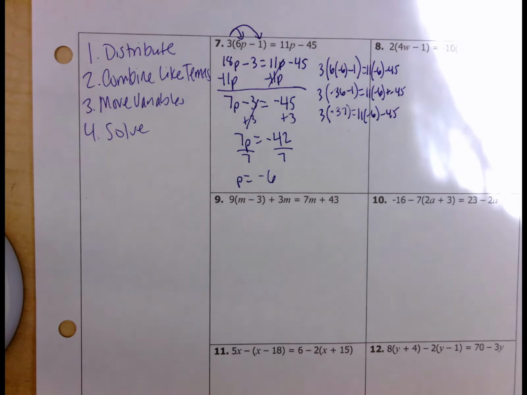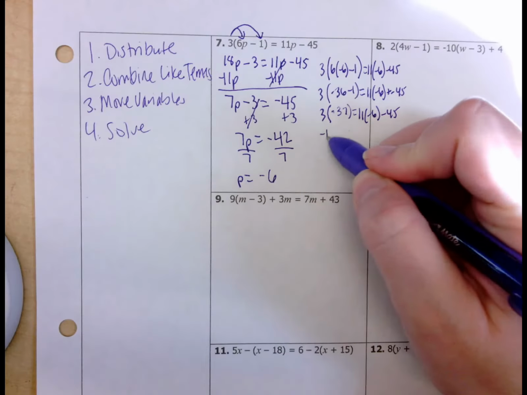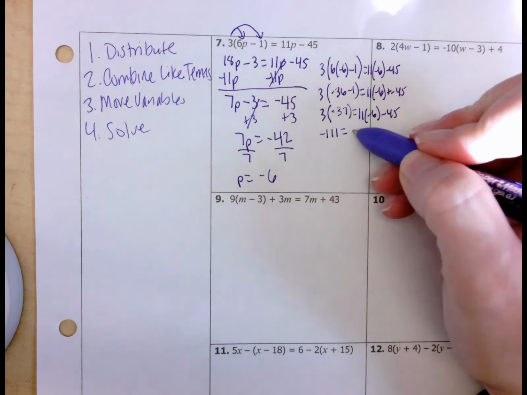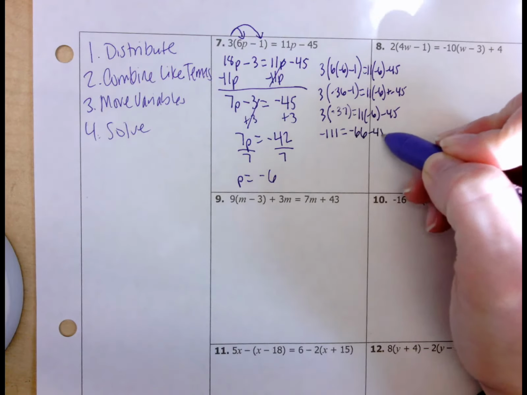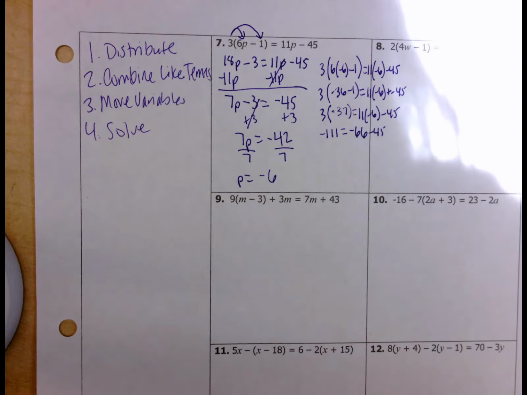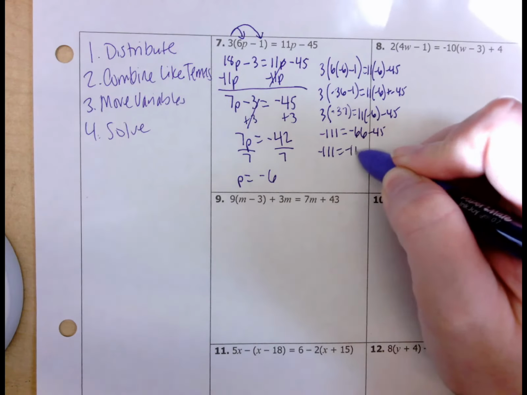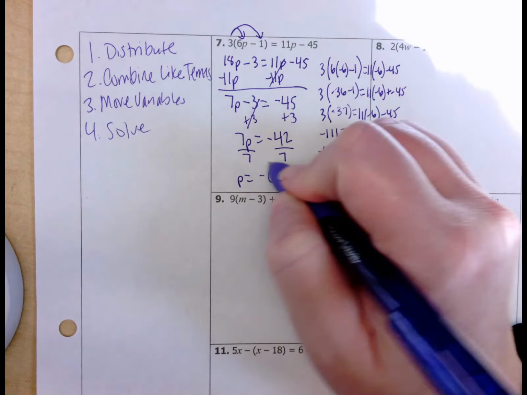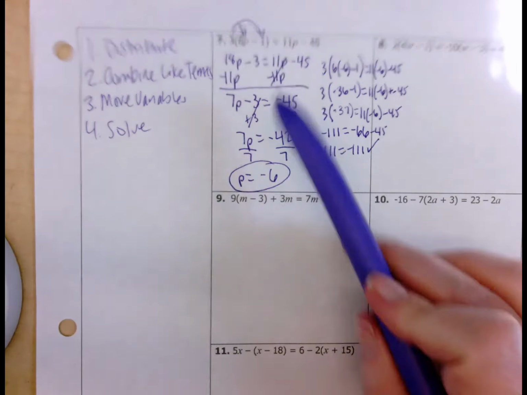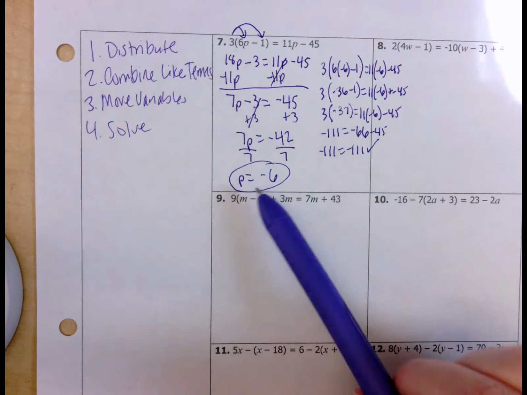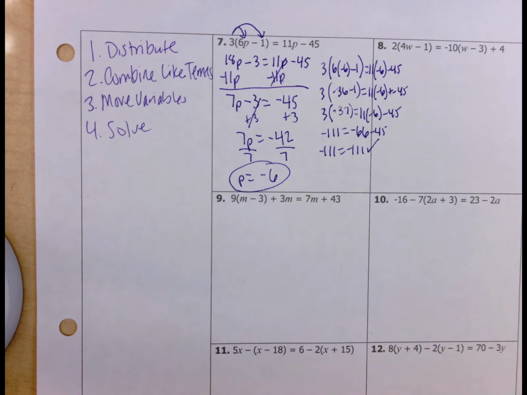And now I just need to do some quick math. So 3 times negative 37 is going to be negative 111. And on the right side, 11 times negative 6 is negative 66. And that negative 66 minus that 45 also gives me negative 111. So yes, if I plug in negative 6 to the original equation, it makes everything balanced, it makes everything true. So negative 6 is the correct answer.